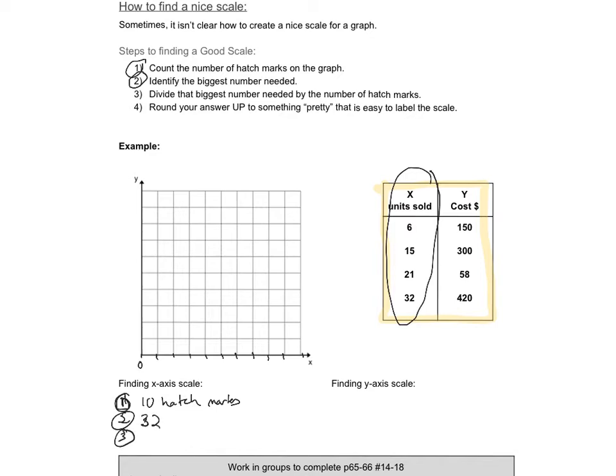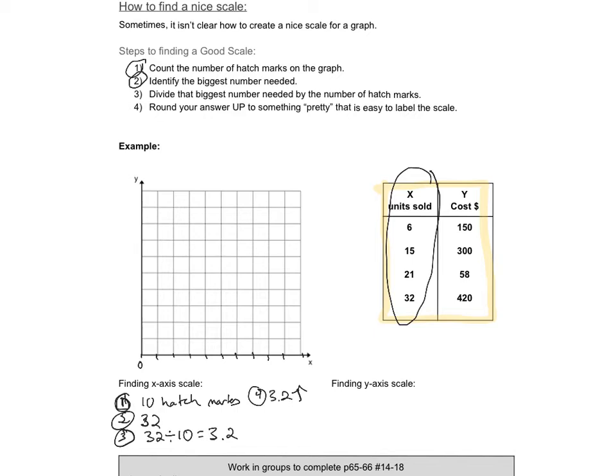For my step 3, I divide that number by the number of hatch marks. And this does not typically give me a very pretty number. So now I go on to step 4, which is to round that number up to something pretty. Even though I still call this rounding, I'm not following the rounding conventions. I'm going up, and I'm not even going up to the next number. I'm going to go up to something where it's very easy. So sometimes we go by 2s or 5s or 10s.